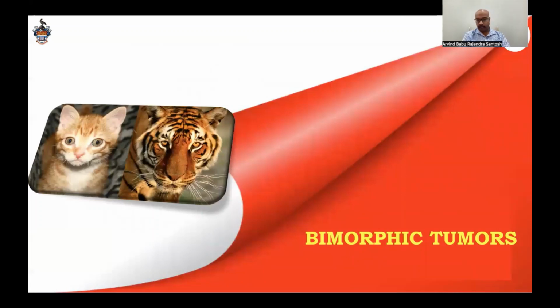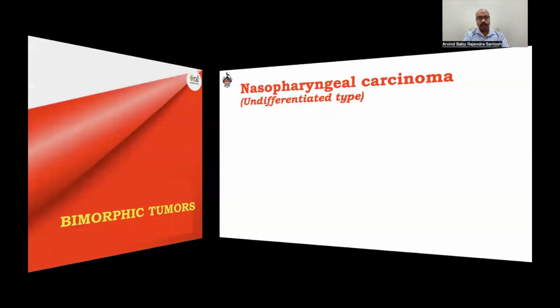Bimorphic tumors: one being dangerous, that is a malignant component, the other one can be neoplastic but is a benign component or a stromal reaction component. And I found that this picture could be a good example, having a cat on one side and a tiger on another side. One is being dangerous, and another one being non-dangerous.